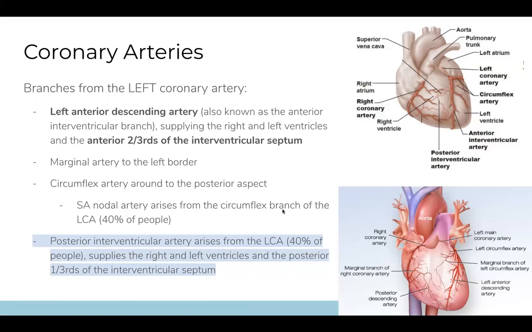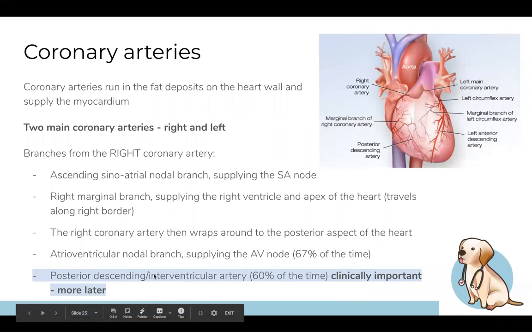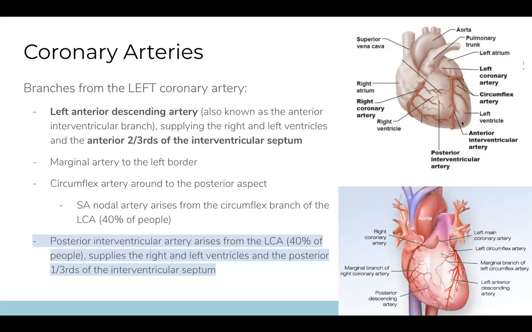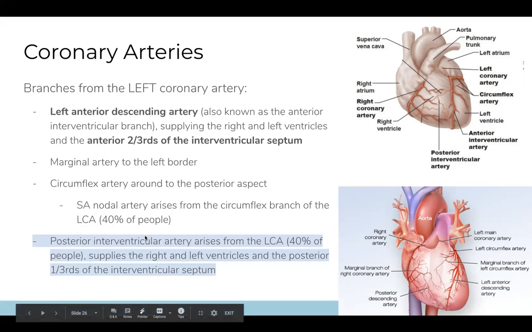Left coronary artery. Now you have your big boy, the left anterior descending artery, this one here. Your left anterior descending artery is also called your anterior interventricular artery. Does that sound similar? It sounds similar to your posterior interventricular artery. Okay. Left anterior descending artery is your big boy.